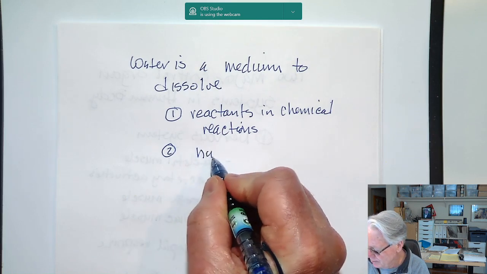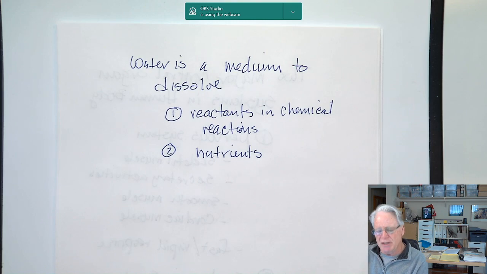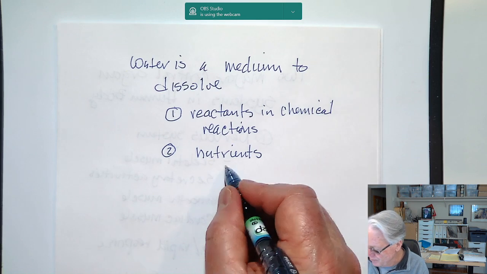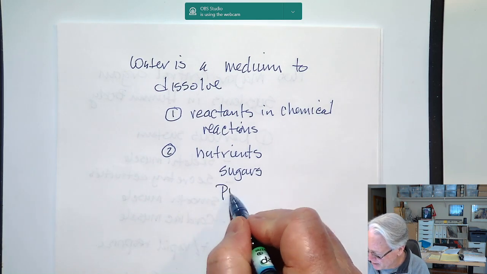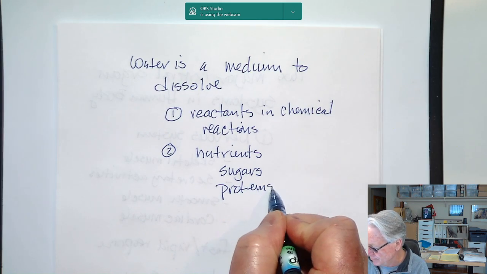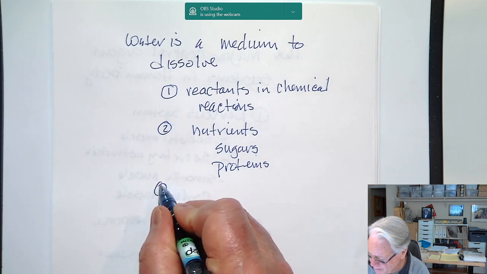Nutrients. So many of the nutrients that we need in our body are dissolvable in water, and just one example, sugars. Okay. I said one, I lied to you. Proteins. And there are many others that we could put in this list. I don't want to make a complete list. But the things that we need to supply the cells with energy and building blocks can be dissolved in water. Okay. Number 3, gases.